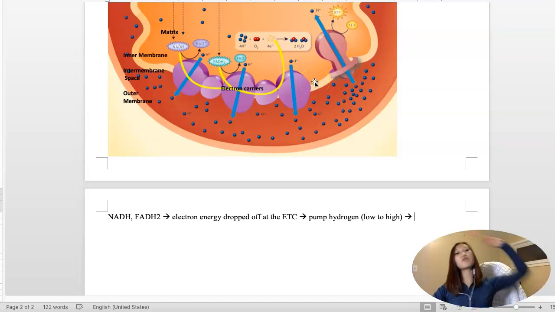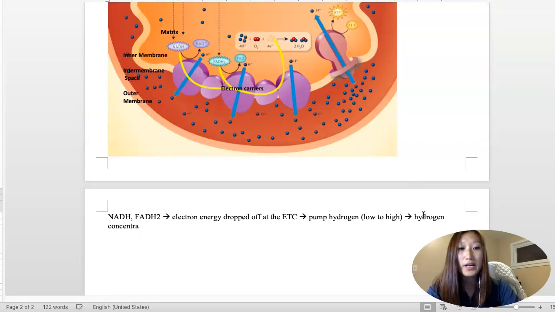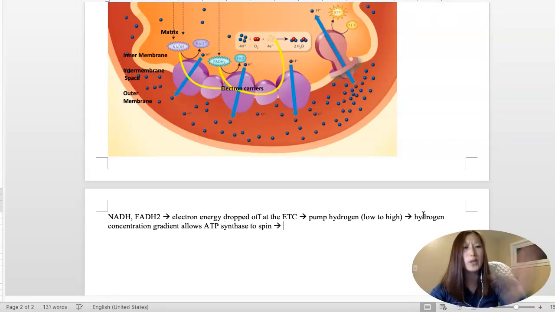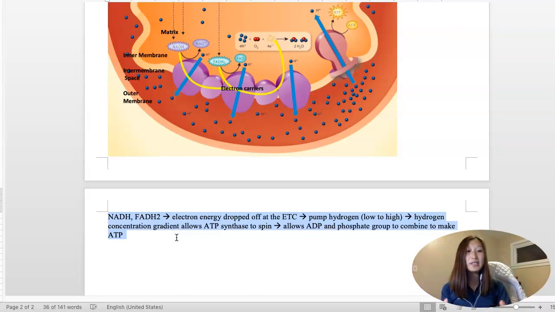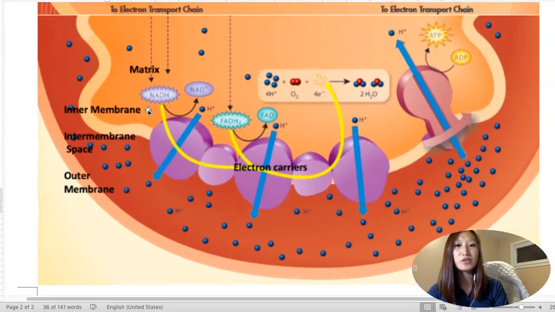And as these hydrogens all flow through, this ATP synthase can spin and put ADP and phosphate group together to make ATP. So we pump hydrogen from low to high, and then this hydrogen concentration gradient allows ATP synthase to spin, right? So we're transferring the energy of the hydrogen into another form of energy, the spinning of the ATP synthase, which allows ADP and phosphate group to combine to make ATP. Okay, so as you can see, this entire process, every single step contains some sort of energy. We take one form of energy, turn it into something else, power something else, and then eventually we make a ton of ATP.